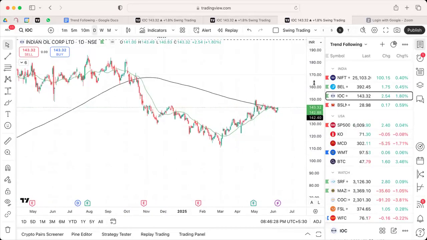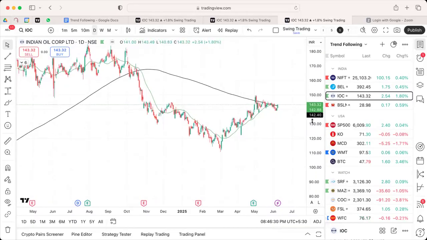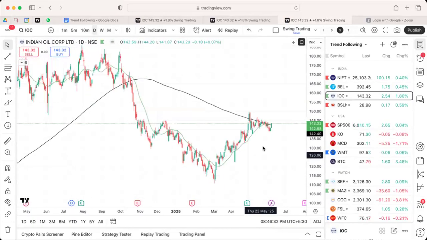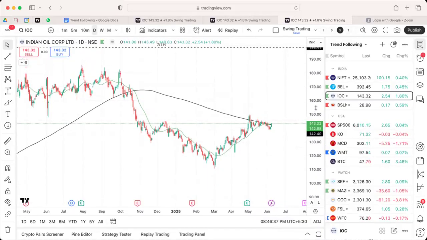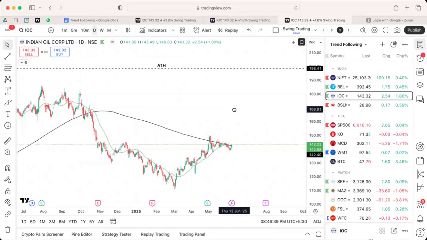Now, will you buy at this point? Well, at this point, I will wait. I'll wait until the 20-period moving average crosses above the 200. And that's when I would begin to enter and buy just little by little, one or two shares right there.